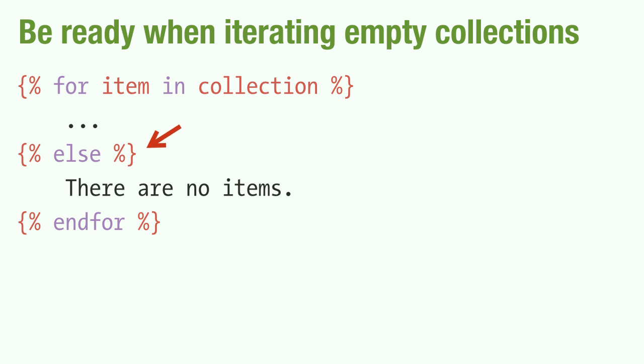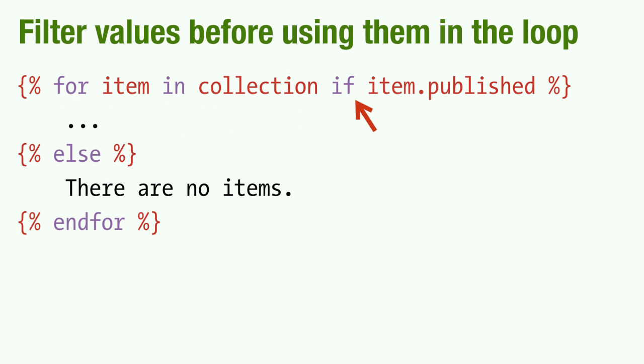Even more interesting is that you can add a condition in the for loop. So I want to iterate over all the items in the collection only if the item is actually published. And the else is going to be entered if there are no published items in the collection. So we're trying to find ways to give you more ways to express what you want in less code. That's one of the main goals of the template system, actually.